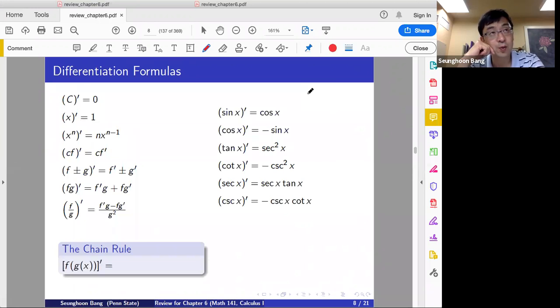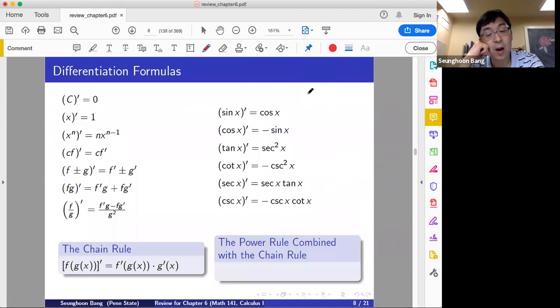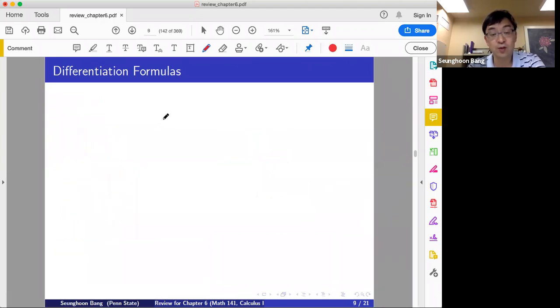The derivative of the composite function f of g of x is the outer function prime, f prime, of the inner function g of x, times the inner function prime, g prime of x. The power rule combined with the chain rule: the derivative of g of x to the power n is n times g of x to the n minus 1, times the inner function prime, g prime of x. So, more differentiation formulas.